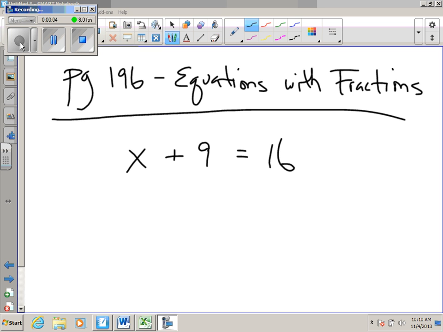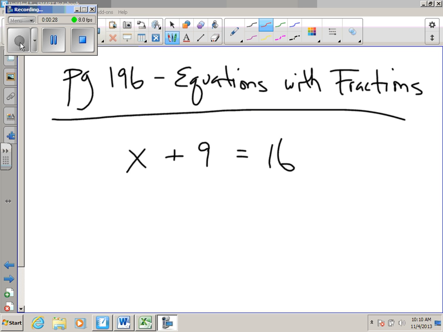Equations with fractions, let's start simple. Let's just review the process of what we do with equations. What is it that I need to know in this particular equation? What x is. Good. I need to find out what x is.